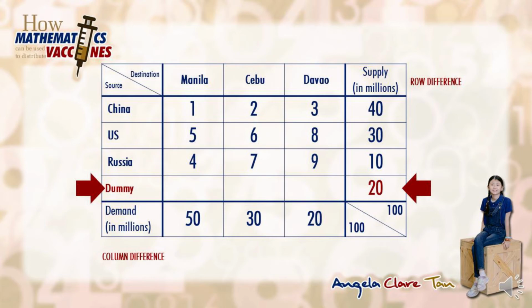As in this case, demand is greater than supply, so a dummy supply row will be added, and the supply of total demand minus total supply will be given to that row. 100 minus 80 equals 20. If the supply would be greater than demand, then a dummy demand column would be added. Since the dummy row would never really be delivered to its destination, then the cost would be 0. Now that the problem has been updated to a balanced transportation problem, it can be solved using the least cost cell method and the VAM method.